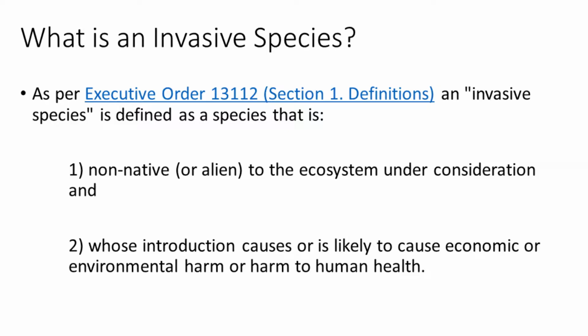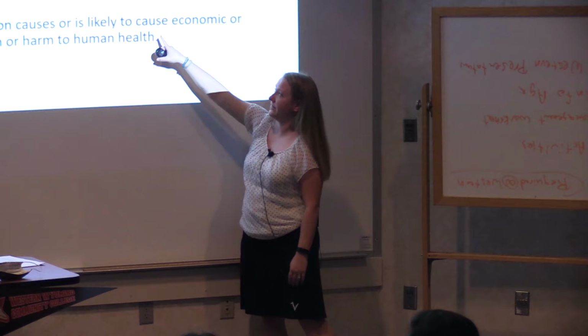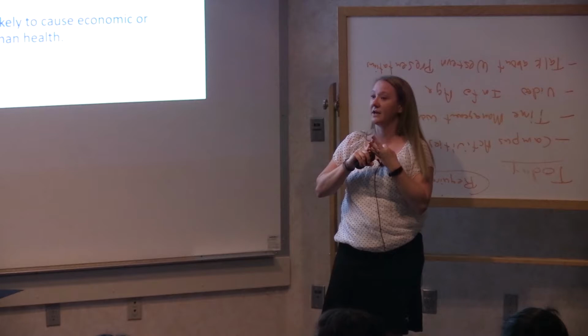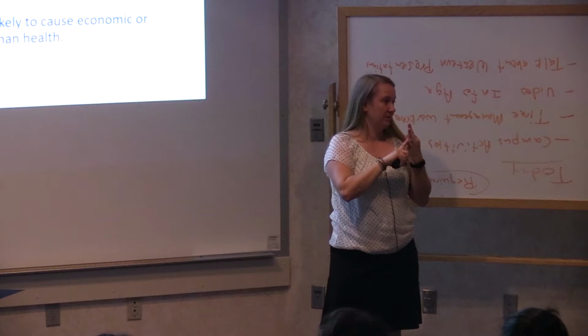Or level of impact. We define invasive species per an executive order, which means they're here now, and they weren't there before. And then this is that next step. They are likely to cause harm to the economy, the ecosystem, or human health. Okay? One or all of those. And one example that I'm going to talk about does all three of those, which makes it particularly nasty.